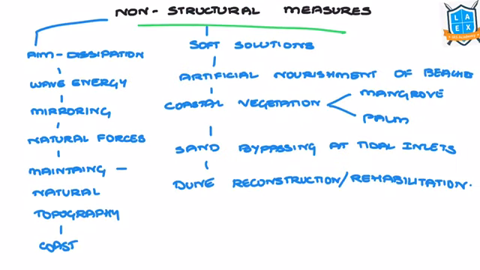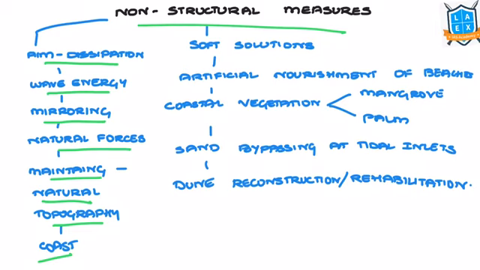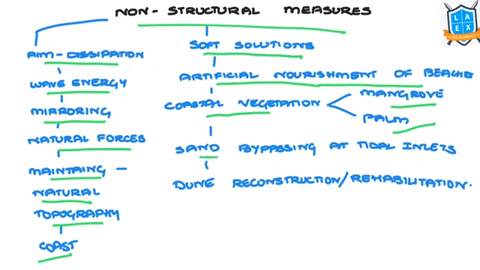Non-structural measures. The non-structural measures aim at dissipation of the wave energy by mirroring the natural forces and maintaining the natural topography of the coast. These measures are also called soft solutions. Some of these are artificial nourishment of the beaches, coastal vegetation such as mangrove and palm plantation, sand bypassing at the tidal inlets, dune reconstruction or rehabilitation. These measures have limitations. While artificial nourishment of beaches is complicated and costly, mangrove plantation is possible only in marshy land and in semi-tropical or tropical conditions.